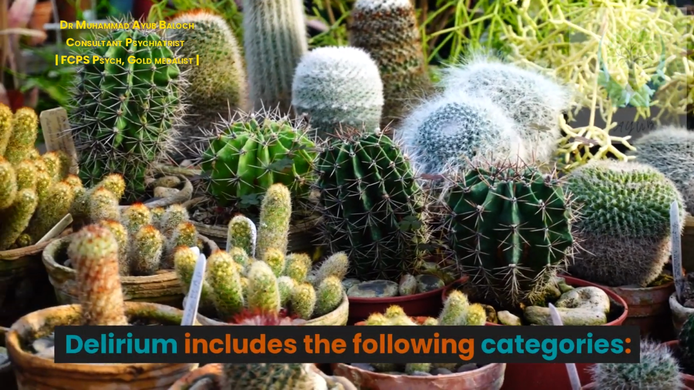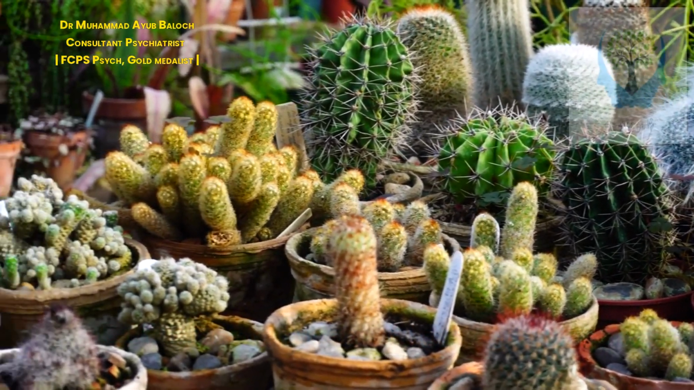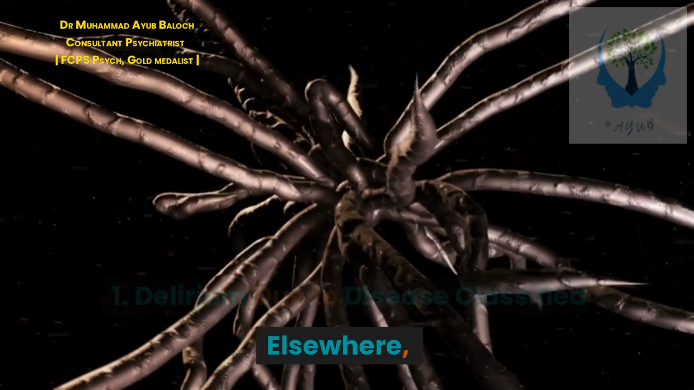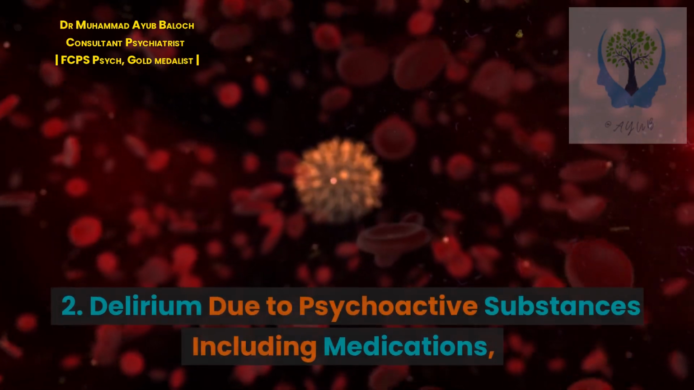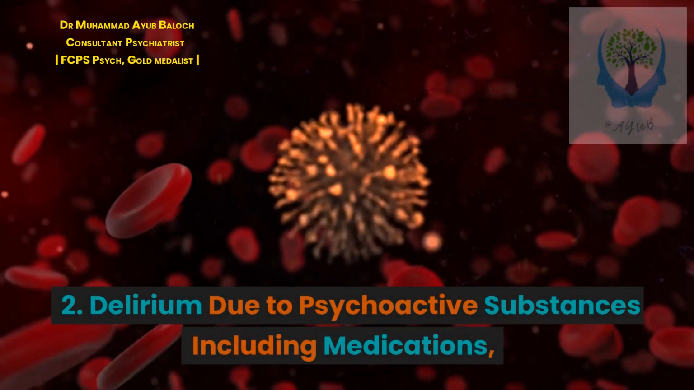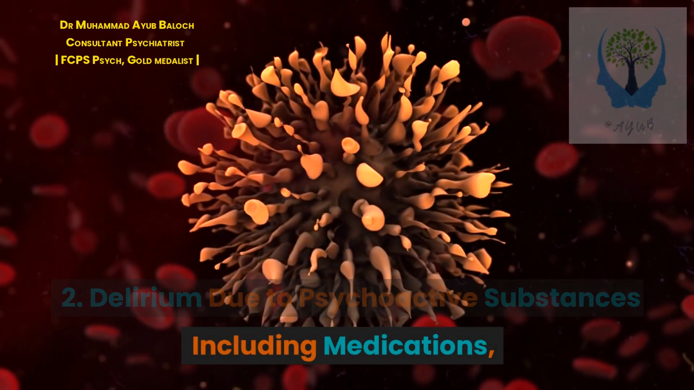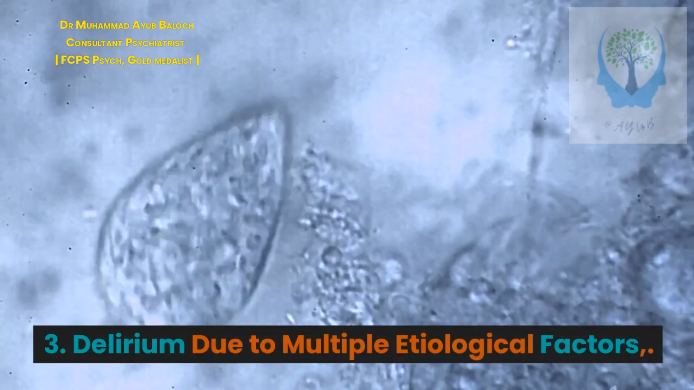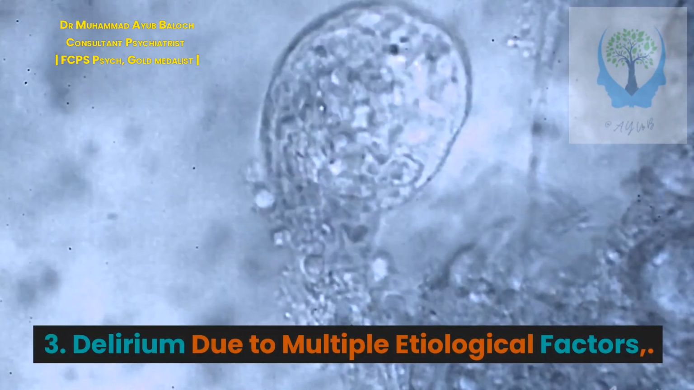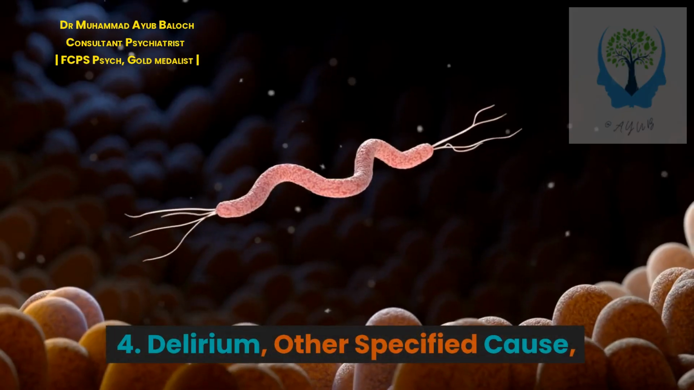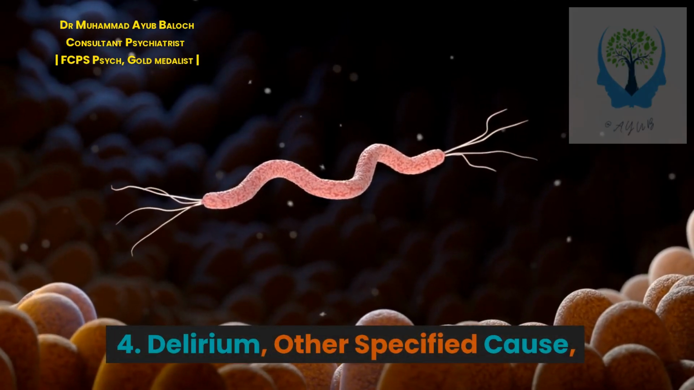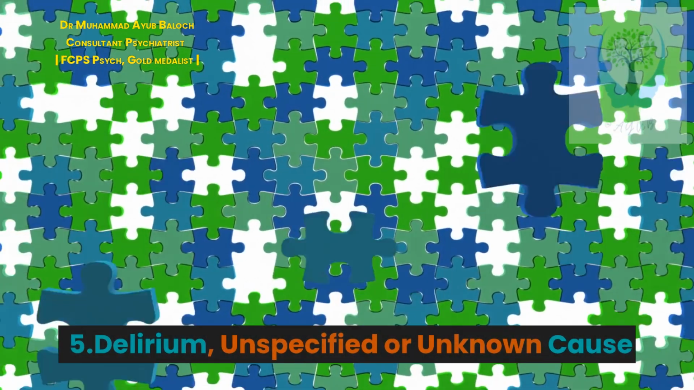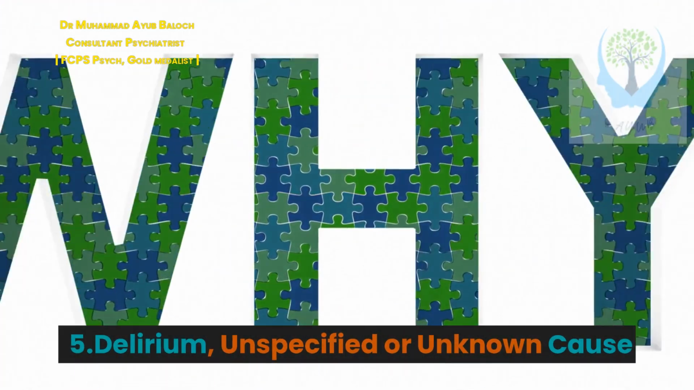Delirium includes the following categories. 1. Delirium due to disease classified elsewhere. 2. Delirium due to psychoactive substances including medications. 3. Delirium due to multiple etiological factors. 4. Delirium, other specified cause. 5. Delirium, unspecified or unknown cause.